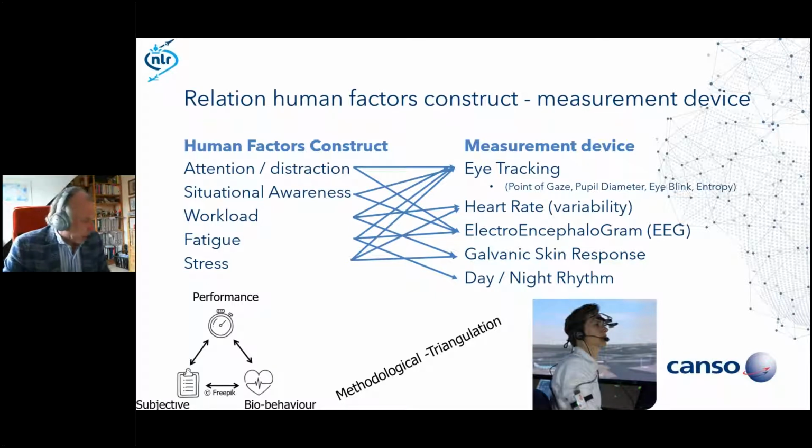to your controllers. And on the picture, you can see what an eye tracker and a heart rate measurement look like if you put them on the controller, and that the controller is still able to do his work while you do those measurements.